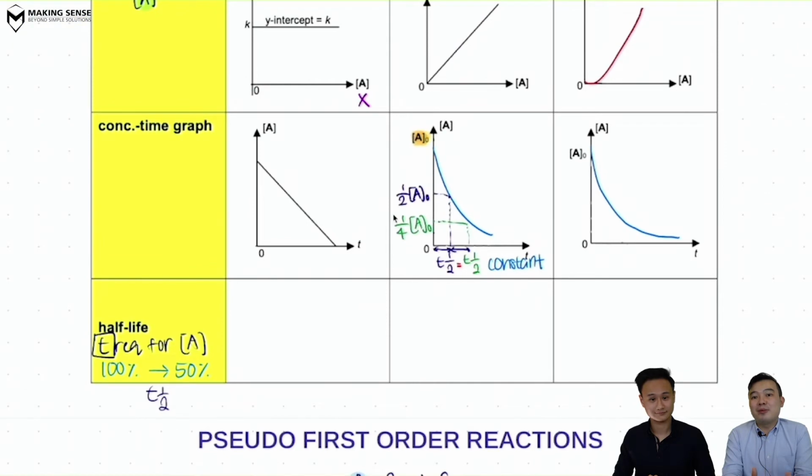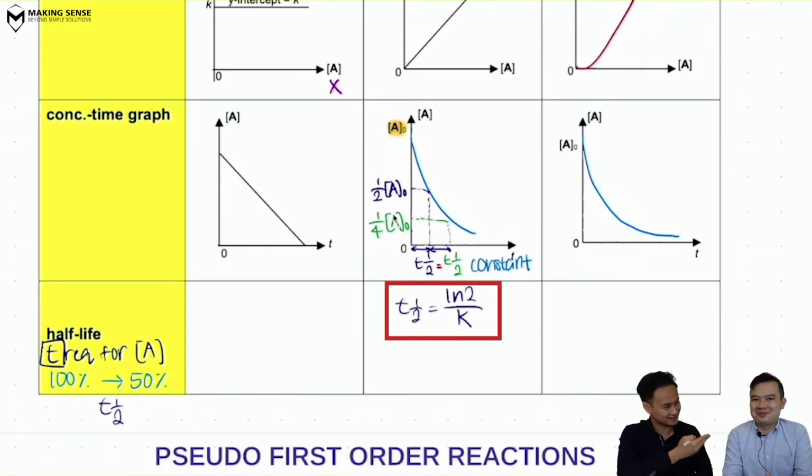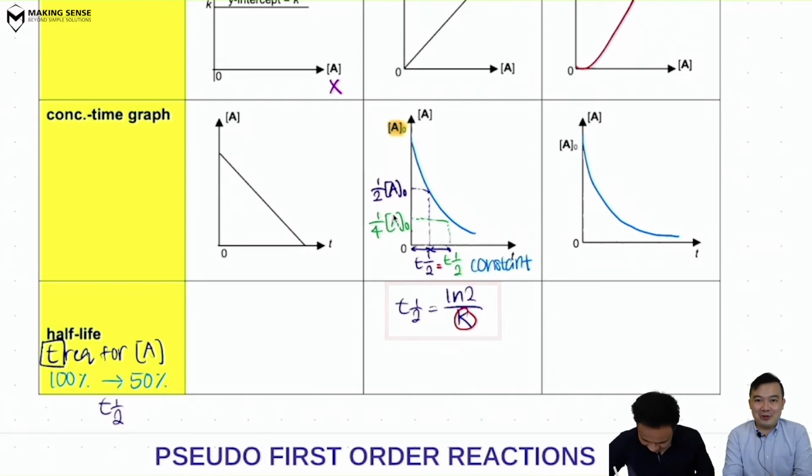Okay, Mr. Tim, can you share with me some formulas on how to find out T half for a first order reaction? Sure. So because the T half is constant, your T half, very simply put, is just ln 2 over K. Okay. Where K is just the rate constant of the rate equation, so we are looking out for the equation at the top. Yep.